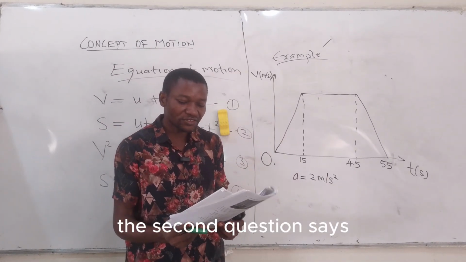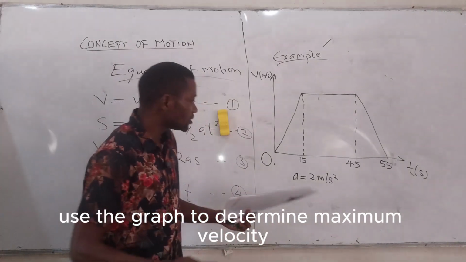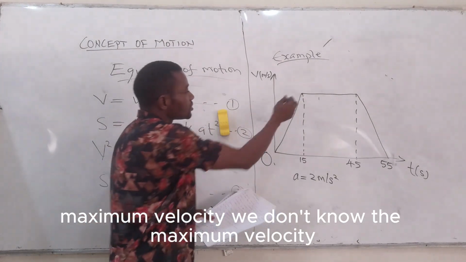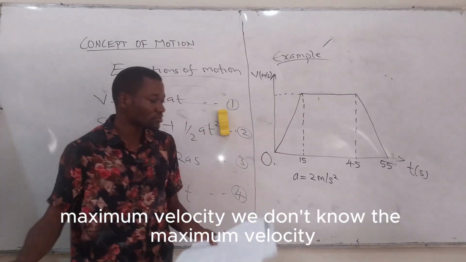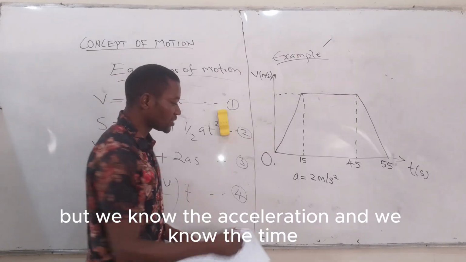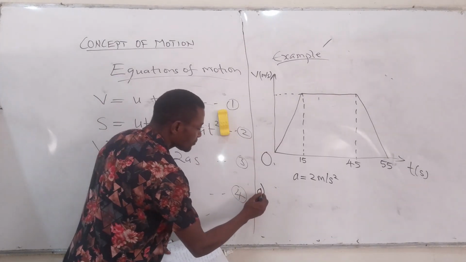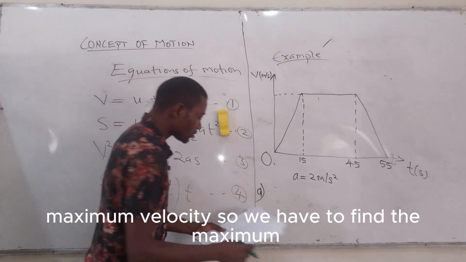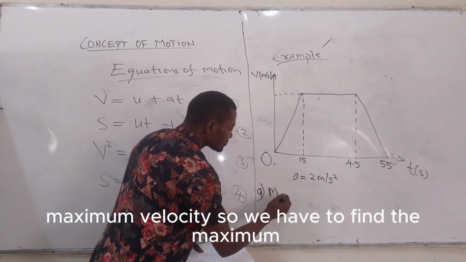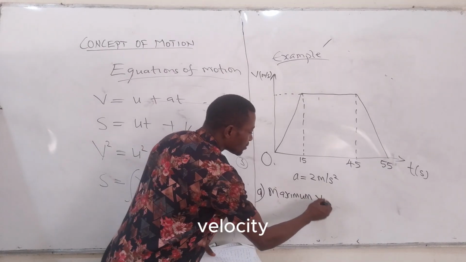The second question says, use the graph to determine the maximum velocity. We don't know the maximum velocity, but we know the acceleration and we know the time. So we have to find the maximum velocity.